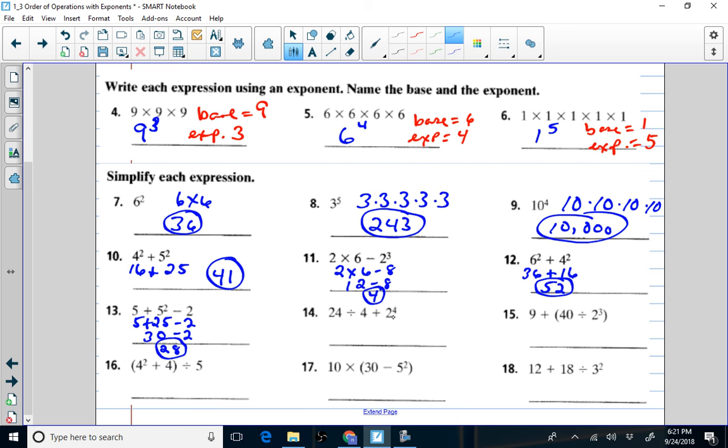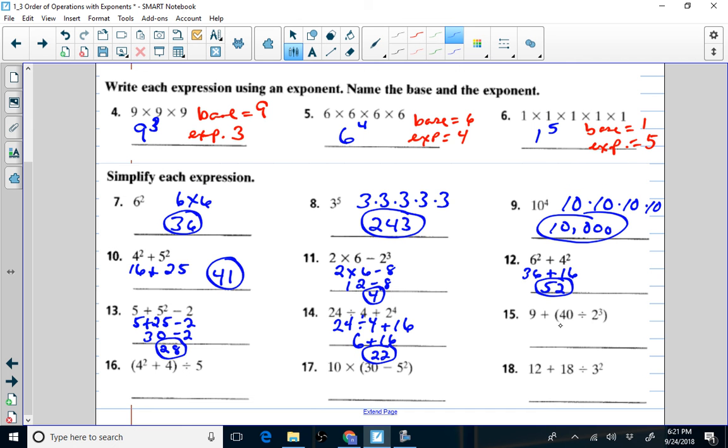24 divided by 4 plus 2 to the 4th power. I have to do my exponent before I can do the division. So I'm going to recopy 24 divided by 4 plus 2 to the 4th power. 2 times 2 is 4, times 2 is 8, times 2 is 16. The division has to be done before the addition. 24 divided by 4 is 6. So I have 6 plus 16. That's going to be 22.